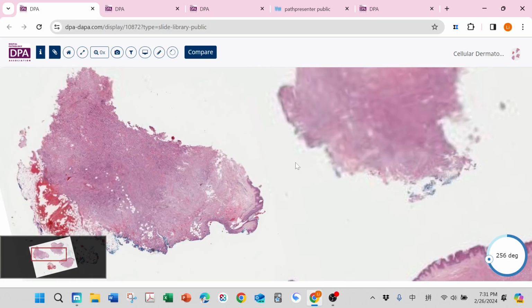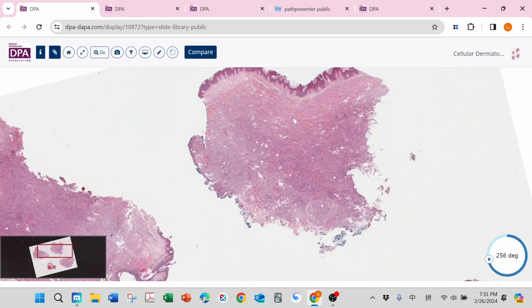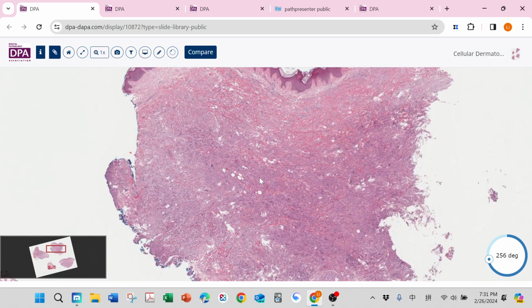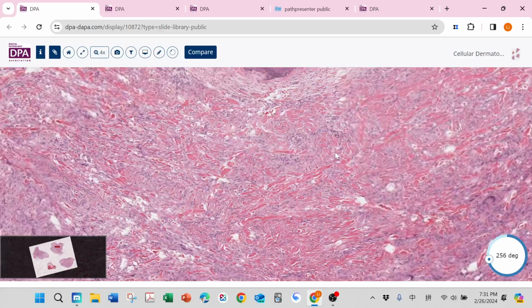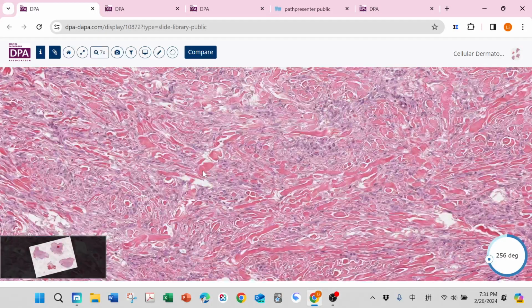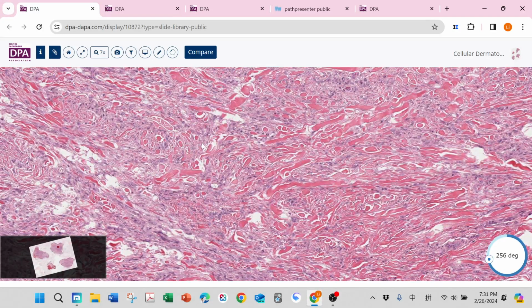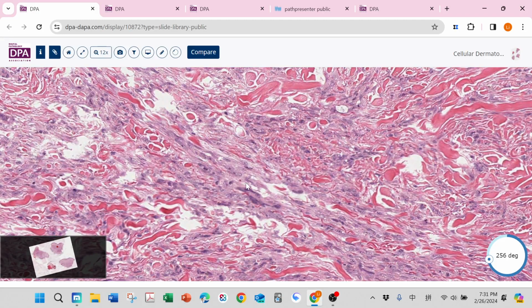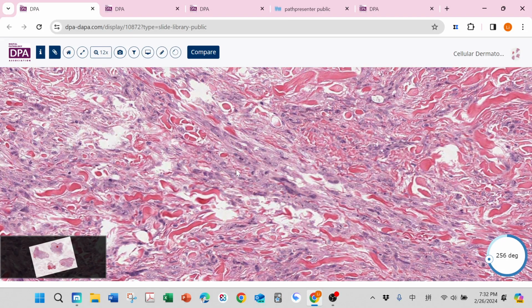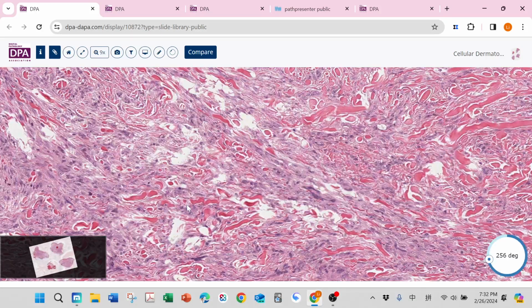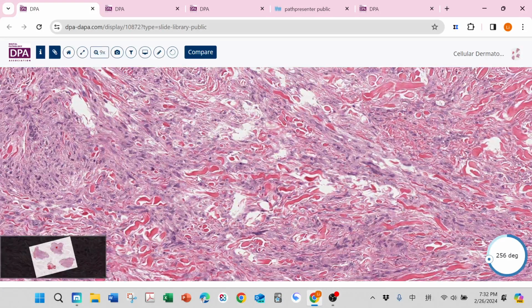This one is cellular dermatofibroma, because compared to the previous lesion, even in low power, you just feel like there are a lot of cells here. But when you go down, you still see really classic collagen trapping in the periphery. Then we have our spindle cell proliferation. The cells look a little bit polymorphic, but usually you won't see mitotic figures.